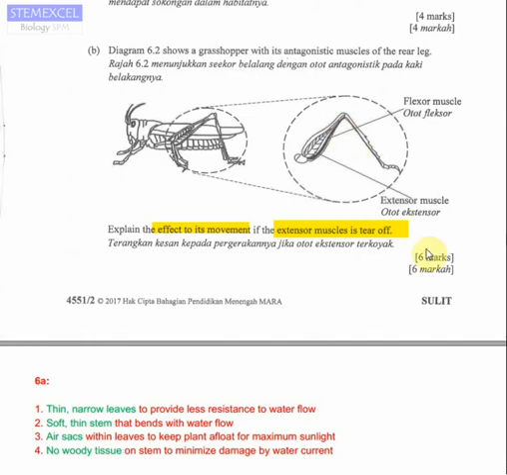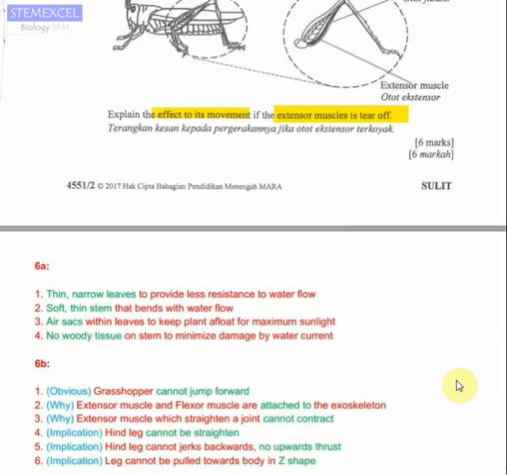Because it cannot contract and also cannot be straightened, the grasshopper would not be able to jump. So how do we explain this, and how do we put it in 6 points for the 6 marks that are allocated? First, the most obvious one is the grasshopper cannot jump forward, so you state this as the first point. Secondly, why is that so? Because the extensor muscle and the flexor muscle are both attached to the exoskeleton, or to the leg of the grasshopper.